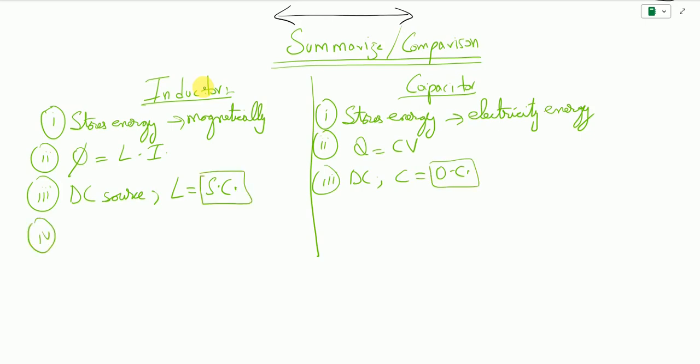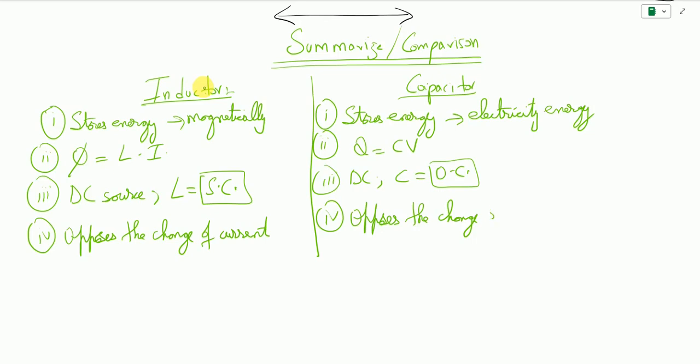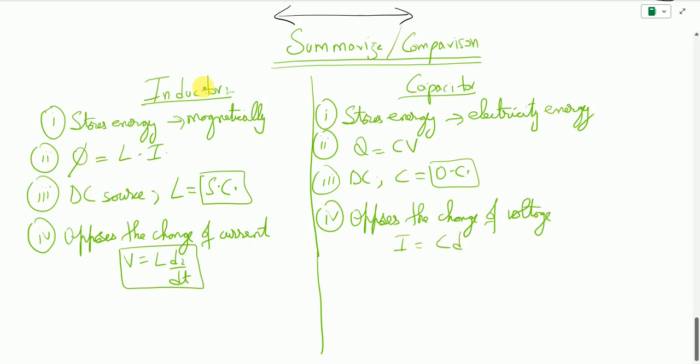Number 4, inductor basically opposes the change of current, and capacitor basically opposes the change of voltage. So what they do is, this is basically the balancing equation. So change of current means that we know that voltage is equal to L di by dt. So this is the change of current that is happening. So the voltage is trying to balance it. Similarly, for capacitor, the equation is that current is going to balance the change of dV by dt. So this is what it means by these 2 points.